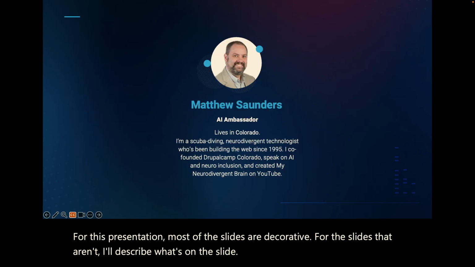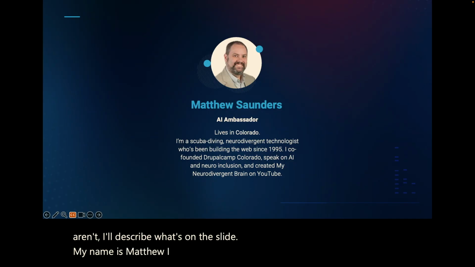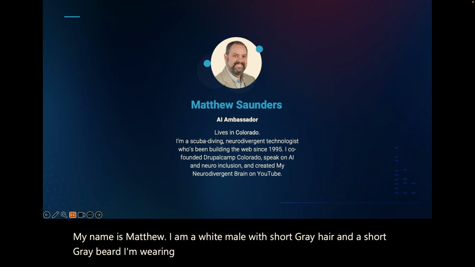My name's Matthew. I am a white male with short gray hair and a short gray beard. I'm wearing a gray jacket, blue jeans, and an amazee.ai t-shirt.